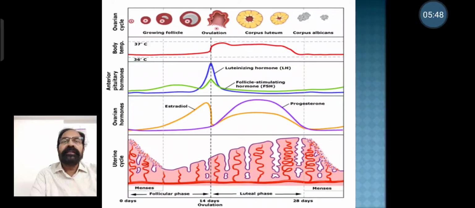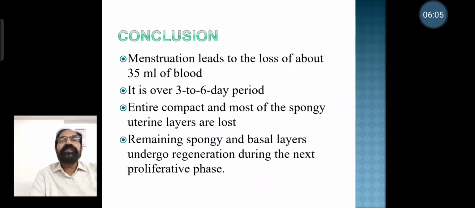So the picture showing different phases of uterine cycle, that is menstruation followed by follicular phase, again secretory or luteal phase, and followed by again menstrual phase. Menstruation leads to loss of blood of about 35 ml. It is over 3 to 6 day period. Entire compact and most of the spongy uterine layers are lost. The remaining spongy and basal layers undergo regeneration during the next proliferative phase.